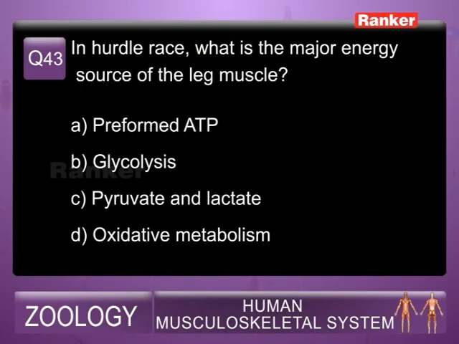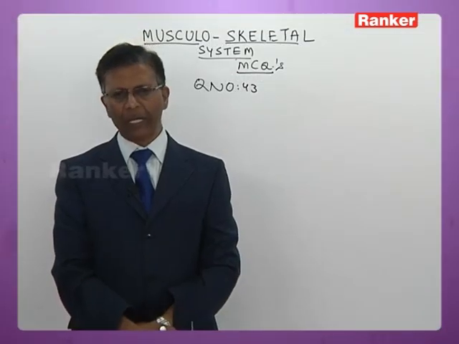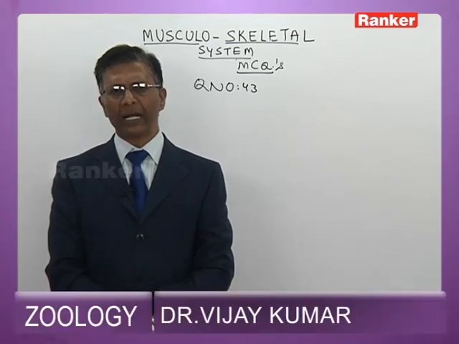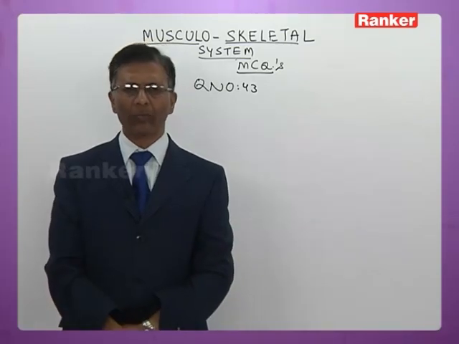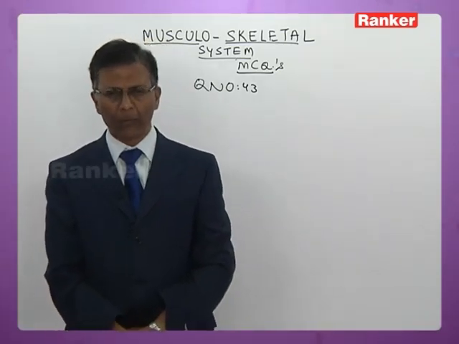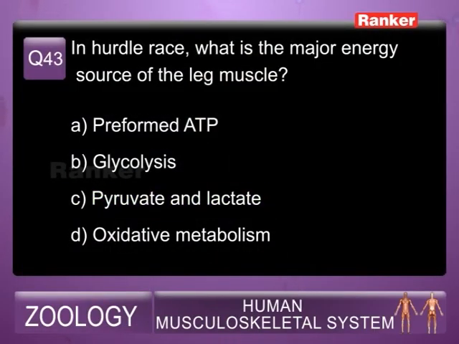43 is here. In a hurdle race, what is the major energy source of leg muscle? A, preformed ATP, B, glycolysis, C, pyruvate to lactate, D, oxidative metabolism. In a hurdle race or any kind of strenuous activity, pyruvic acid and lactic acid are the recurrent sources of energy. They are broken down anaerobically to generate more and more ATP quickly. So the answer for this is C.